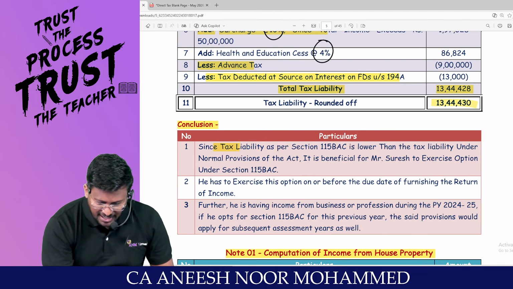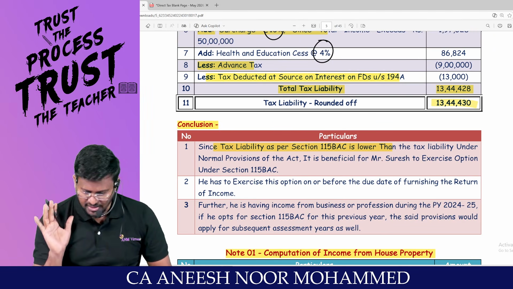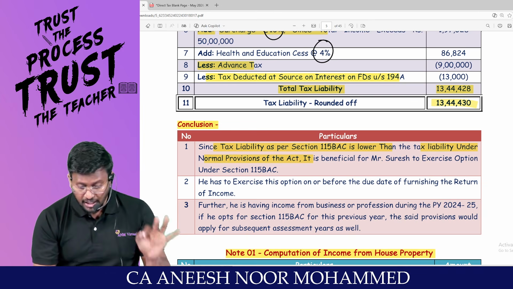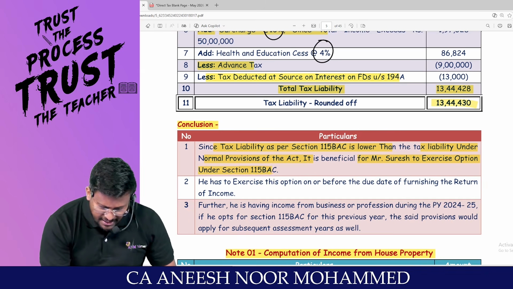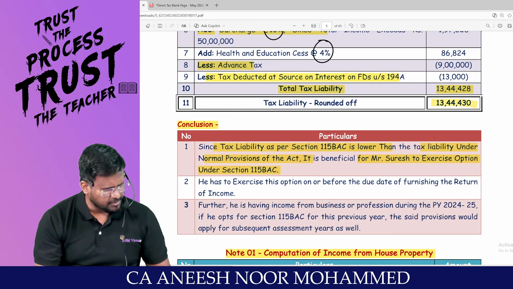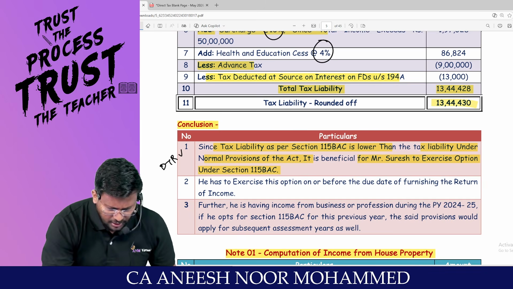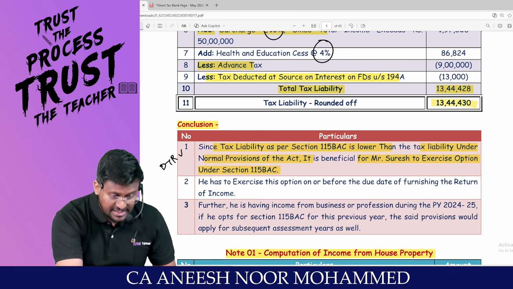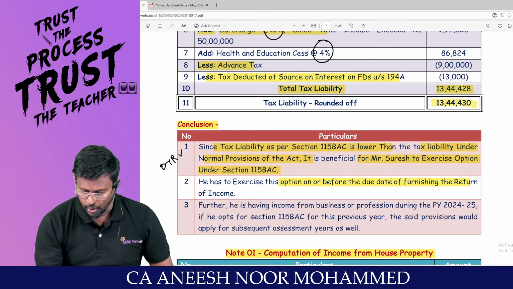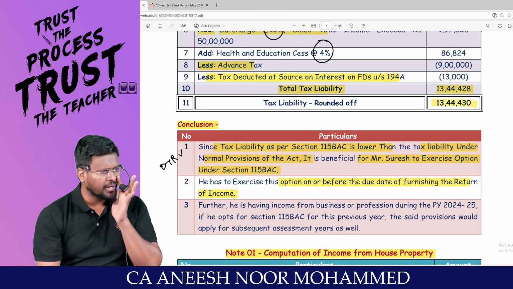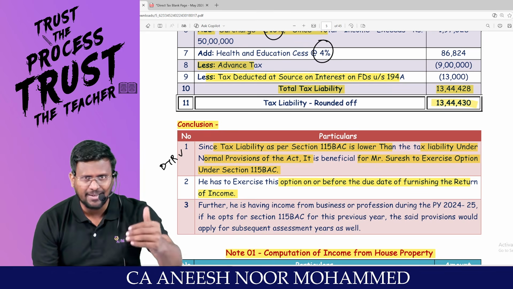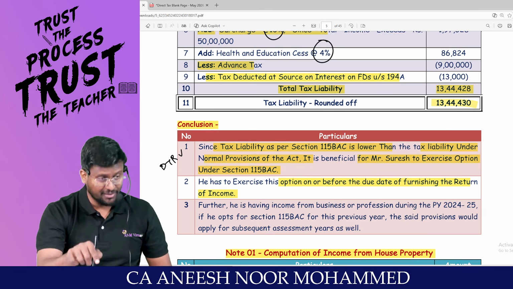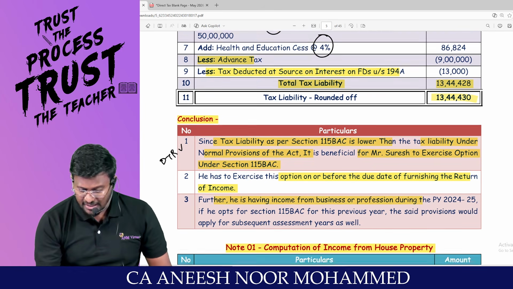Conclusion. Since the tax liability as per 115BAC is lower than the tax liability under the normal provisions of the Act, it is beneficial for Suresh to exercise the option under 115BAC. That means it's better to travel through the default tax regime. Don't stop your conclusion with that. He has to exercise this option on or before the due date of furnishing the return of income. Before filing the return of income itself, you have to tell the government that I wish to travel through the default tax regime.